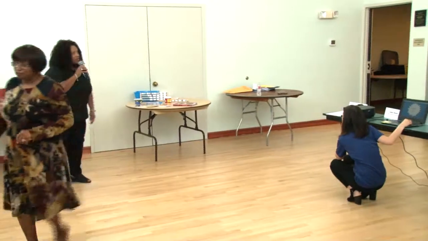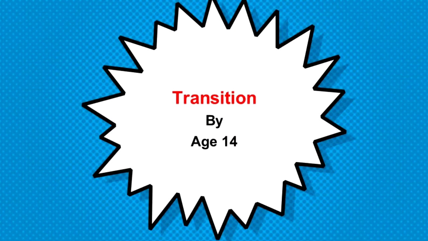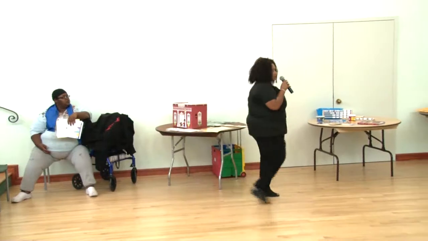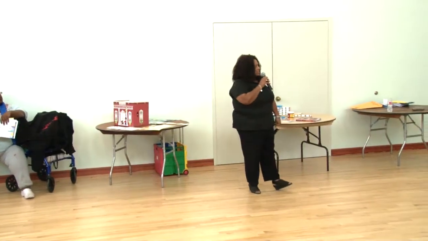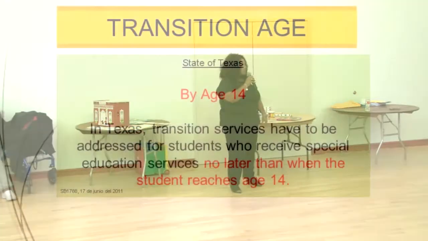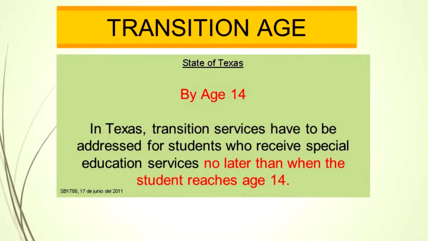The last thing we're going to talk about is transition. Transition has to do with planning for the students. It has to be implemented by age 14. Transition happens in the ARD meetings. In Texas, transition services have to be addressed for students who receive special education services no later than when the student reaches age 14.